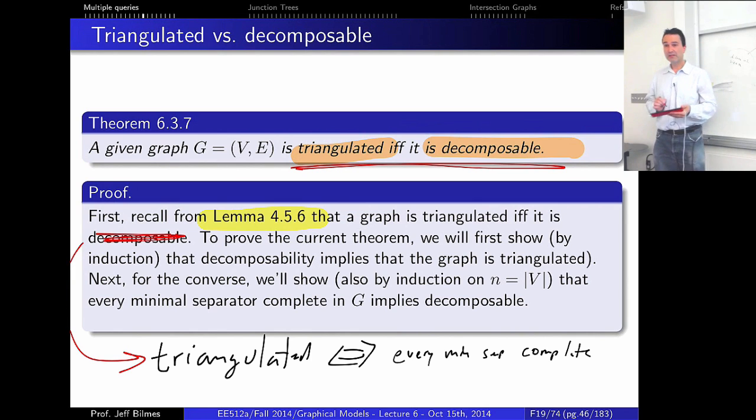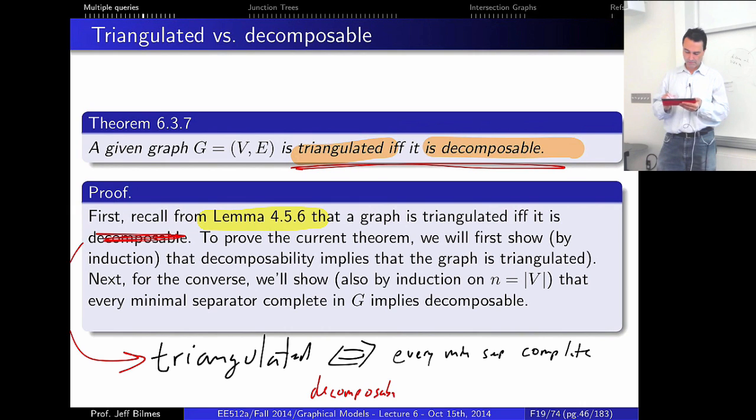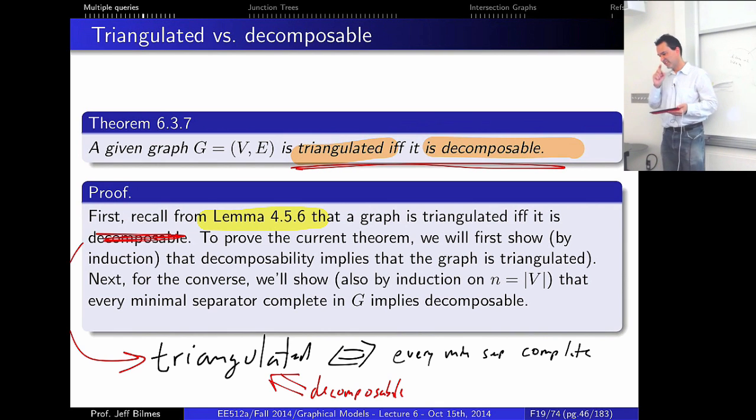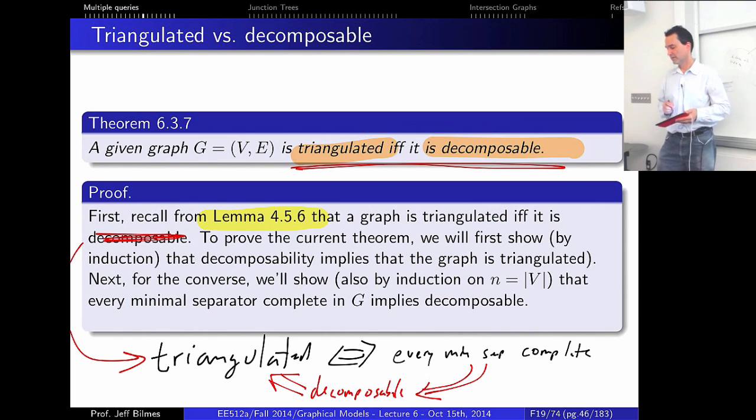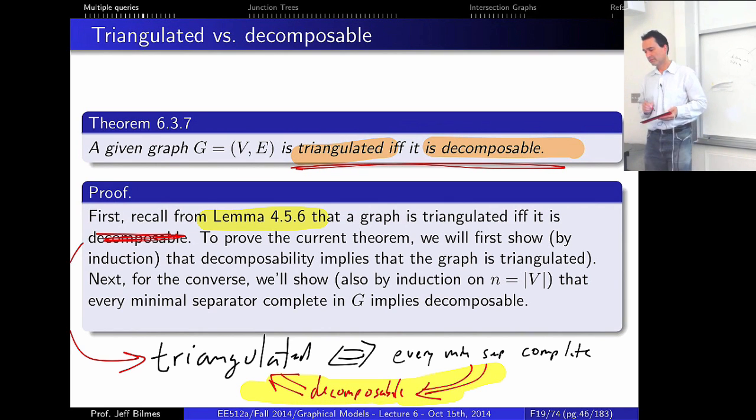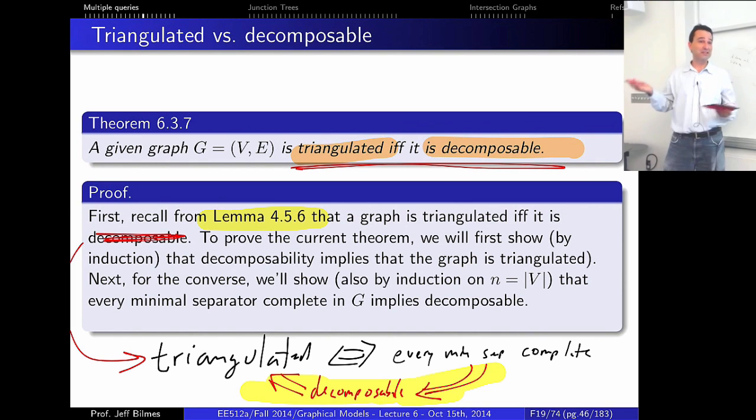It's this. And so to prove the current theorem, that decomposability implies that the graph is triangulated. And then the converse will show that this thing holds. So what we're doing in this theorem is really this bit down here. And that will essentially create a cycle, a directed cycle, in the logic of triangulated graphs.